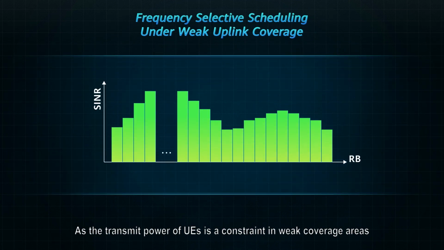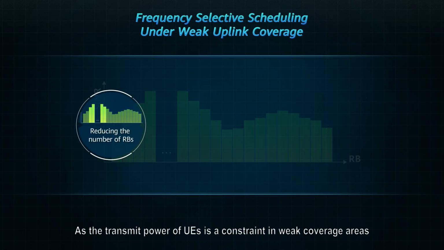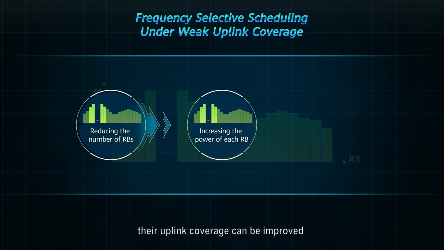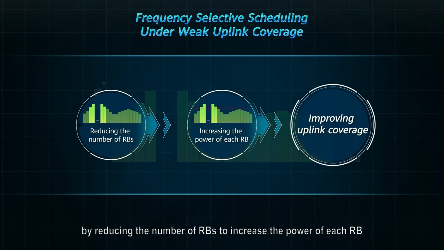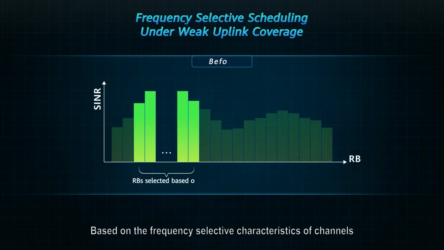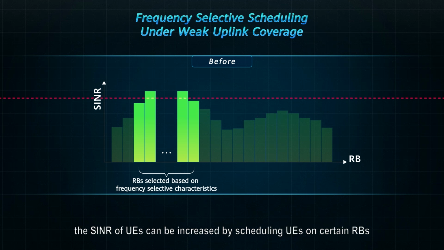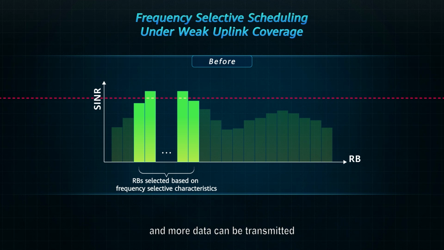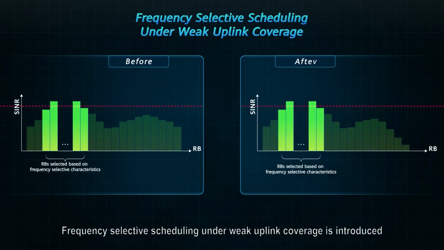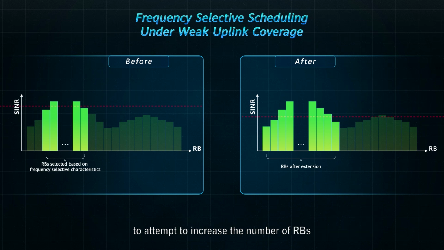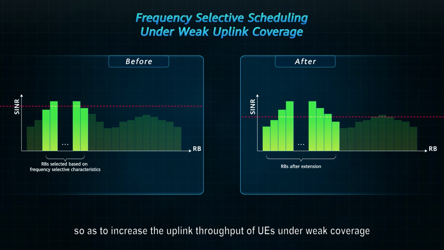Frequency selective scheduling under weak uplink coverage. As the transmit power of UEs is a constraint in weak coverage areas, their uplink coverage can be improved by reducing the number of RBs to increase the power of each RB. Based on the frequency selective characteristics of channels, the SINR of UEs can be increased by scheduling UEs on certain RBs and more data can be transmitted. Frequency selective scheduling under weak uplink coverage is introduced to attempt to increase the number of RBs and the transport block size, TBS, so as to increase the uplink throughput of UEs under weak coverage.